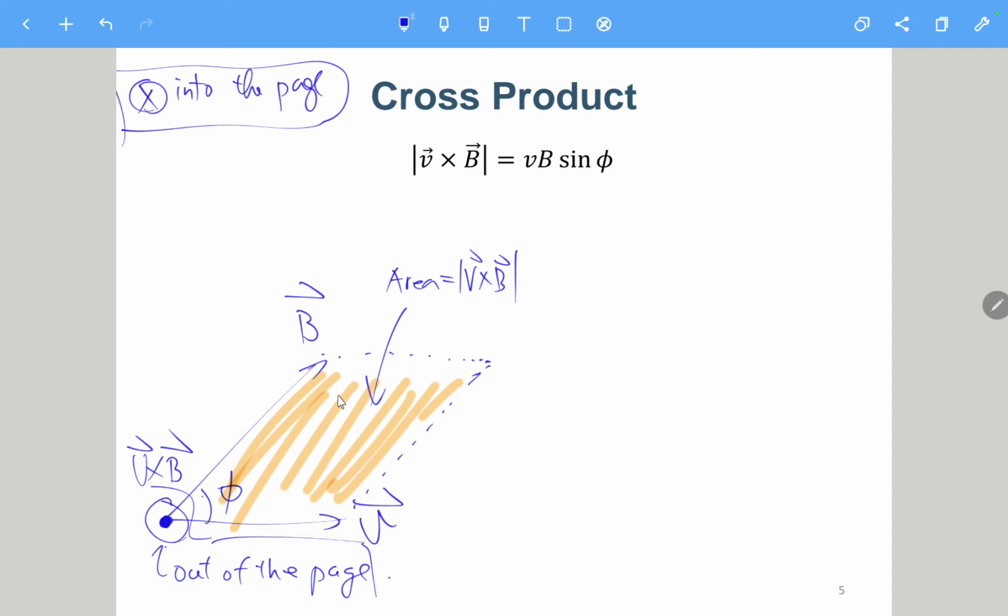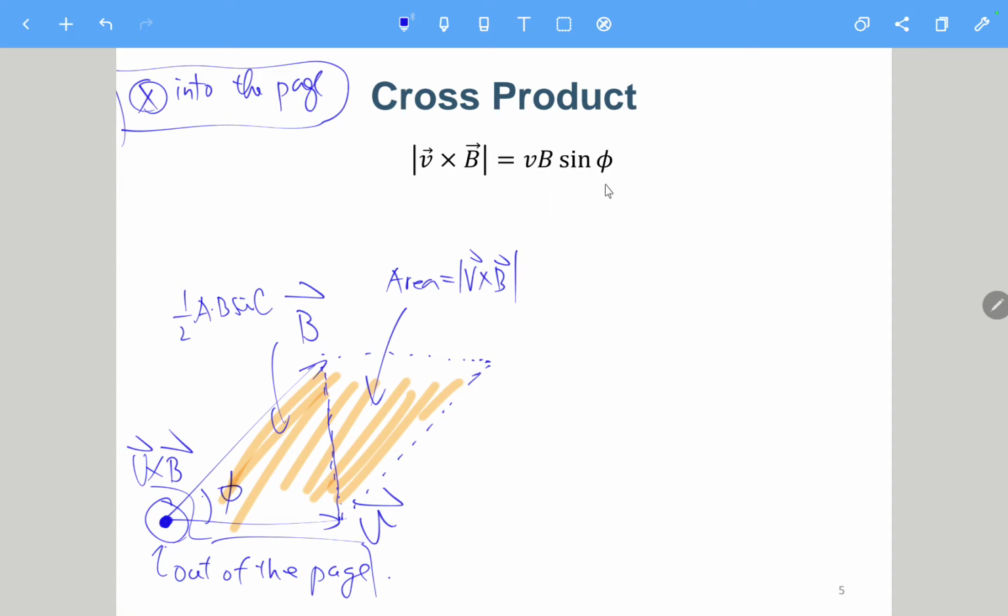In high school mathematics, when you learn trigonometry, you know a triangle has the area of 1/2 a times b times sine of C. This is one side, this is another side, and then the angle. The parallelogram has 2 times the area of the triangle, so it cancels out the 1/2, which becomes v times b times sine of theta.